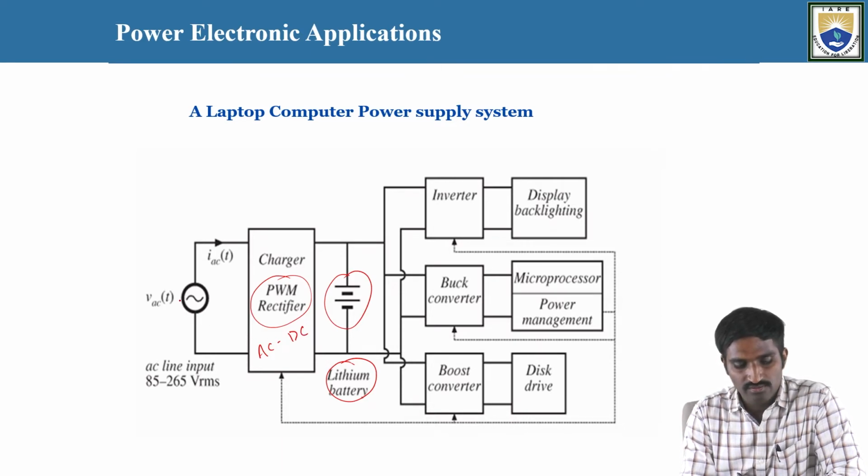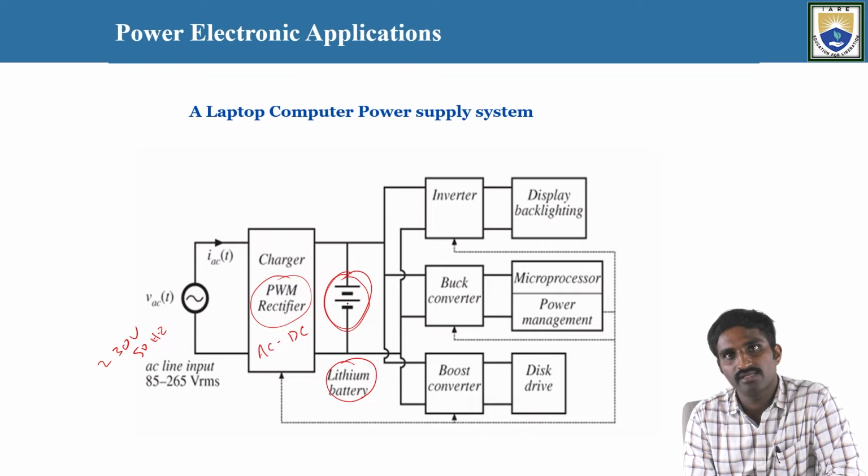Because we have AC that is around 230 volts AC, right? The standard AC is 230 volts with 50 hertz. We are giving this supply, and inside this charger there is a rectifier, and the rectifier converts AC to DC, and then we give the DC supply to the battery. Then the battery gets charged. After that, from the battery also we will get the DC supply.